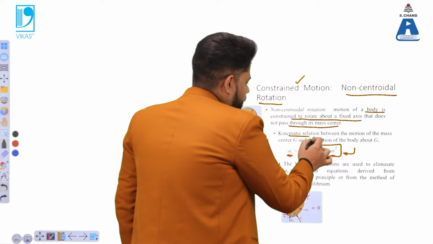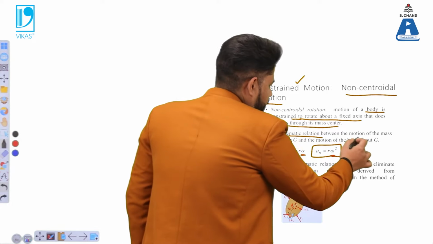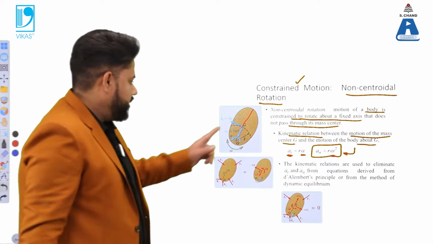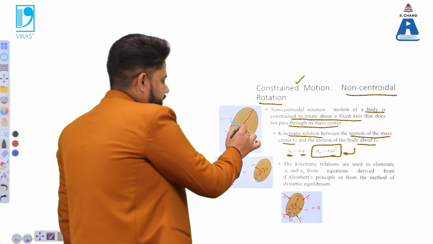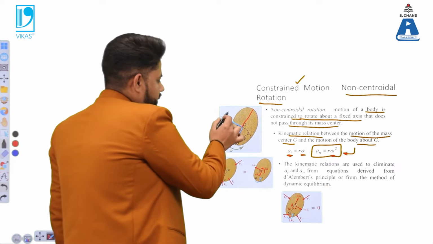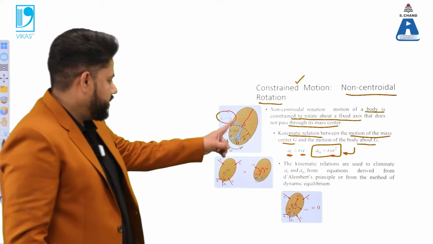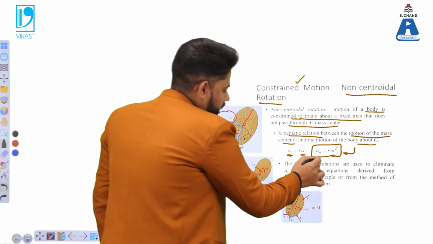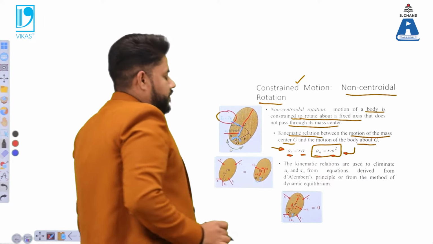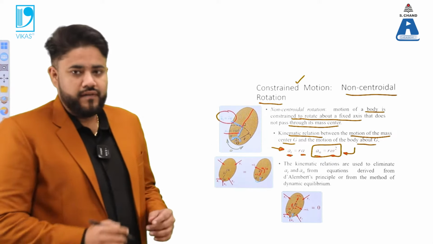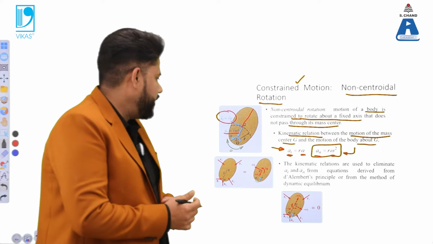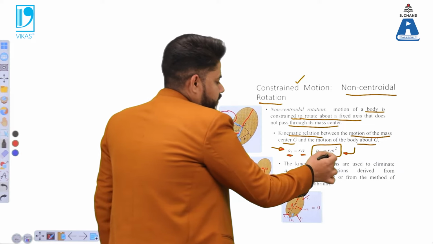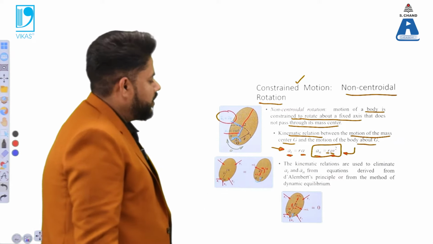So what is that particular kinematic relation? It gives you a relation between the motion of the mass center G and the motion of the body about that G, which is the mass center. So the mass center is this. It gives you two relationships. One is the tangential acceleration, and another is the normal acceleration. The normal acceleration is a_n, and the tangential one is a_t, which is represented by r alpha. Alpha here is the angular acceleration, r indicates the position vector, and omega is the angular velocity.